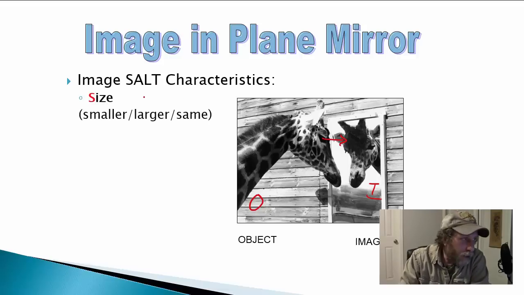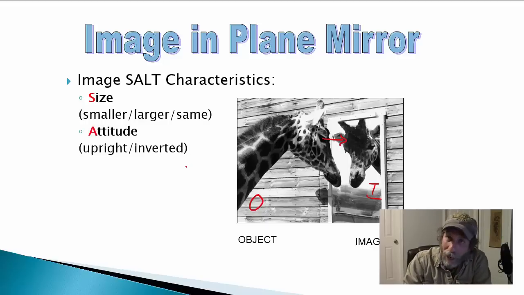S stands for size. The image can be smaller, larger, or the same size as the object. Well, it turns out in a plane mirror, not those weird mirrors that are curved and all that you see at the circus or whatever, in a plane mirror, the image is the same size as the object. So that's one characteristic to learn. The size is the same for the object and the image.